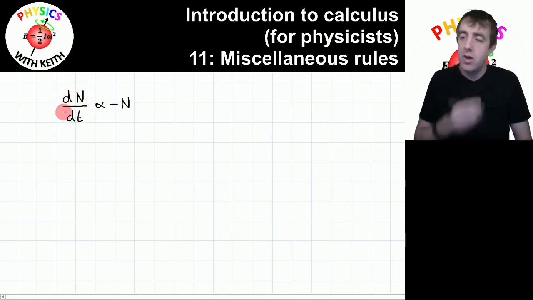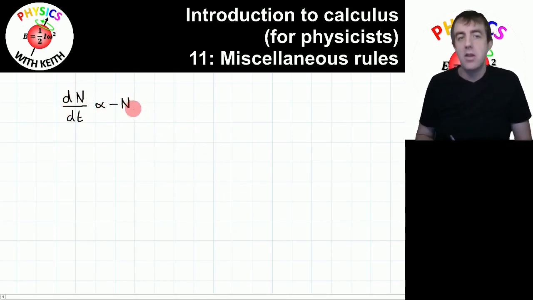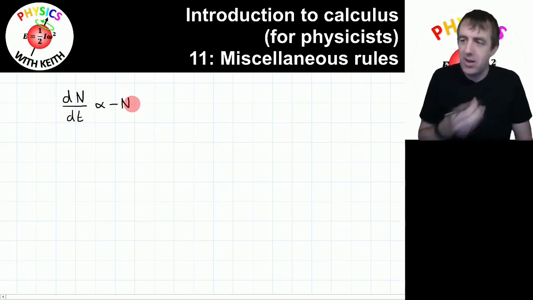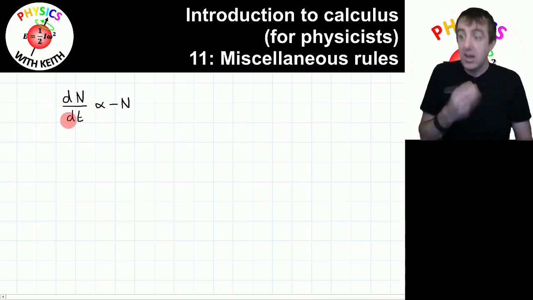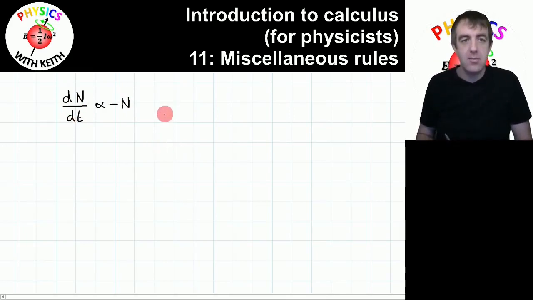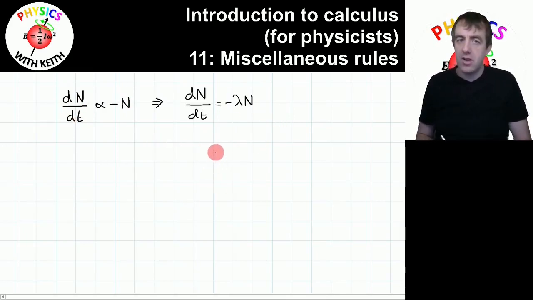Just to show you how that works, for radioactive decay, we can say that the rate of change of the number of undecayed nuclei is proportional to the number of undecayed nuclei. And the minus here is because it's a decay, so this is a negative gradient. But what we're saying is that if there are more nuclei, then the rate of decay is higher. And we know that's the case. Now we can write that as an equation like this.